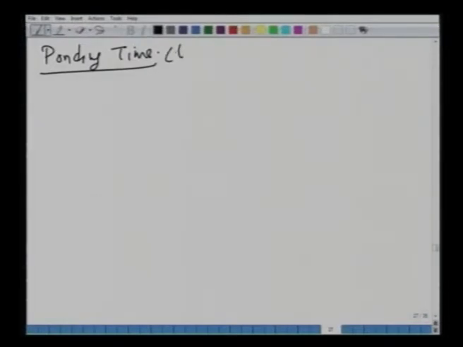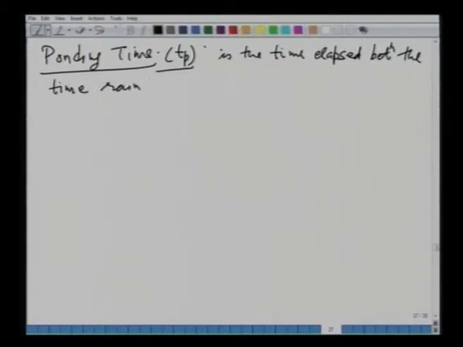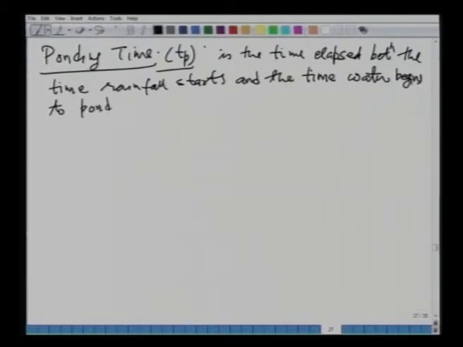It is denoted as Tp, and the ponding time is the time elapsed between the time rainfall begins and the time water begins to pond on the soil.